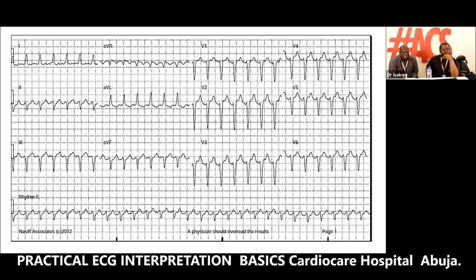Are the RR intervals equal? There are P waves there, but because of the fast rate we're not seeing them very well. Just trust us, there are P waves there; some of them are for us. You can see that this is a narrow QRS complex tachycardia.